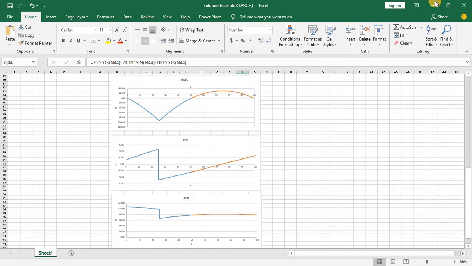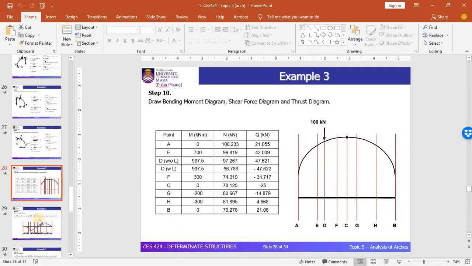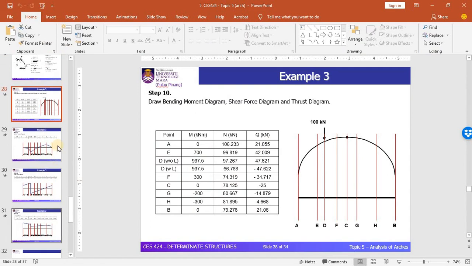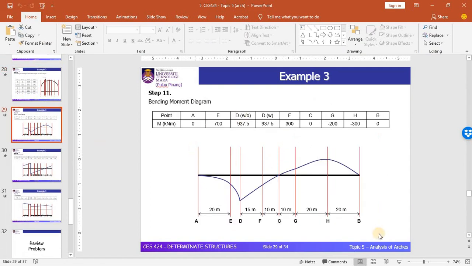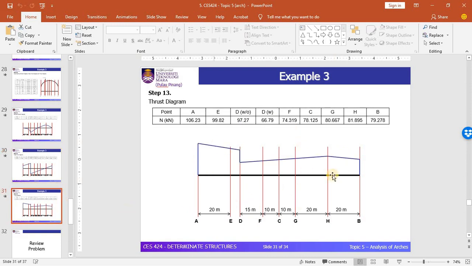which is exactly similar to the solution or the diagrams in the slide. So this is the solution in the slide for the bending moment. This is the diagram for the shear force, and this is the diagram for the axial force.